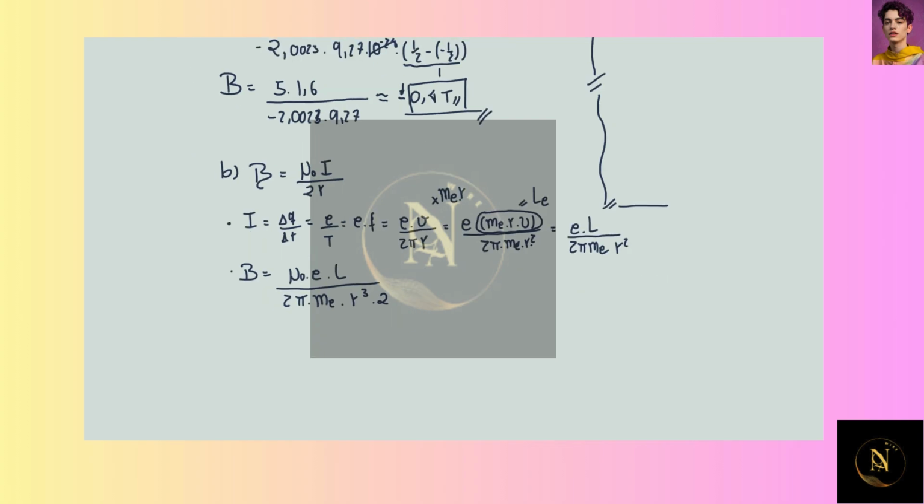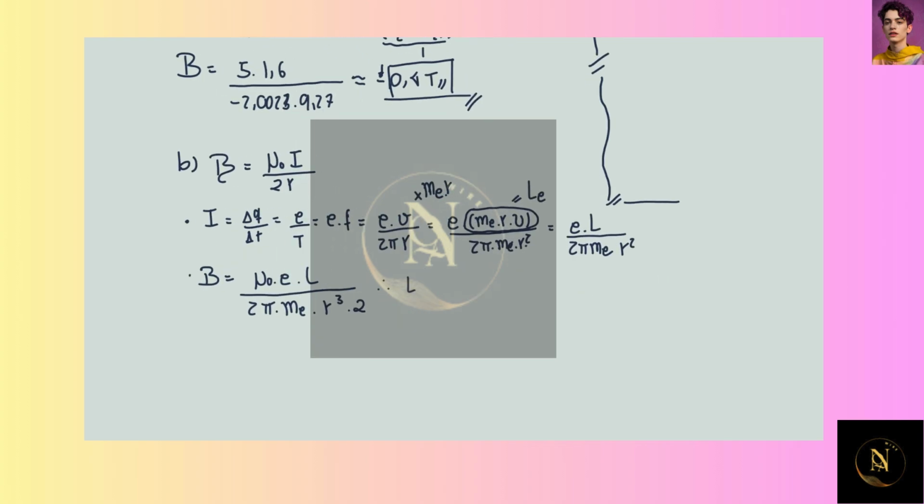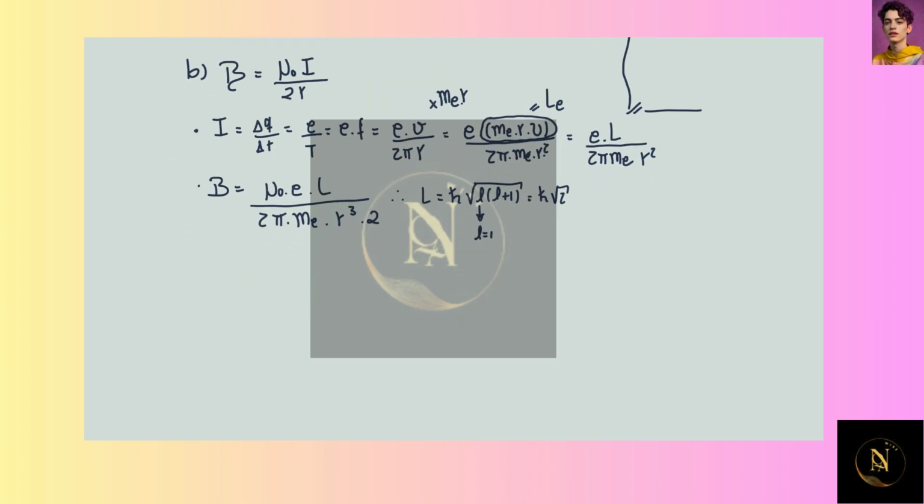Note the following. L is equal to h bar times the square root of l times l plus 1. As we have already seen, in this case, for our atom in our particular state, l is equal to 1, then L is equal to h bar times the square root of 2. Therefore, the magnetic field is given by mu0 times e times h bar times the square root of 2 divided by 2 pi times me times r to the third.